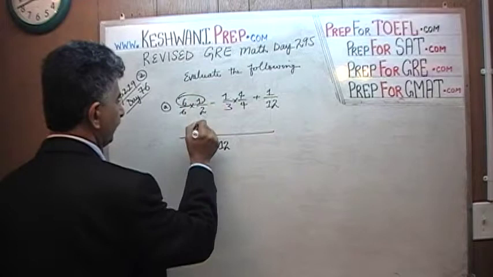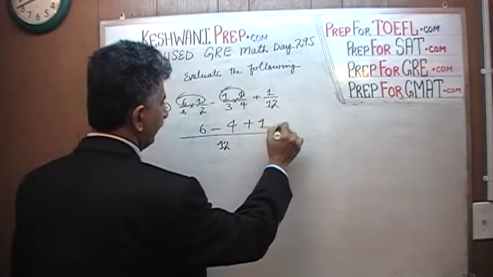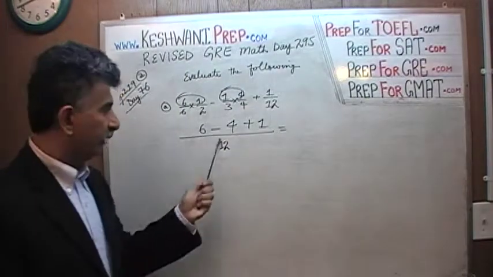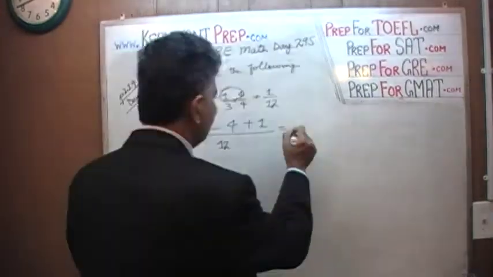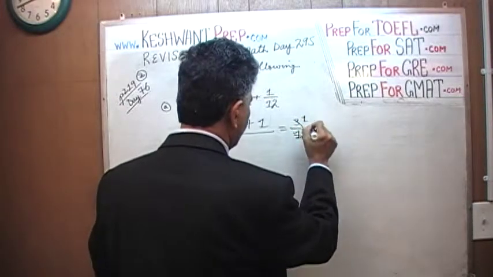So this is just 6 times 1, which is 6. 1 times 4 is 4, and here we have 1. So 6 minus 4 is 2, 2 plus 1 is 3, so we end up with 3 over 12. Divide top and bottom by 3, and we'll end up with 1 over 4.